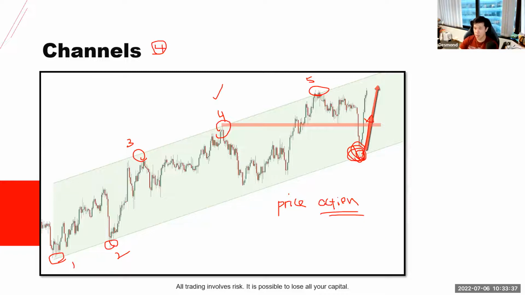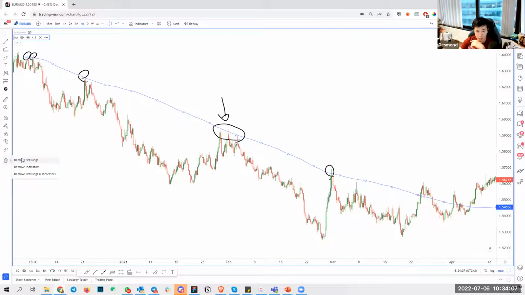Usually, it needs to at least touch one of the parts of the channel, the lower bound or the upper bound, right? So it is important that it touches the channel, as that is when the key deciding point happens. But always take note that you don't need to be too strict on that rule, because when it comes to channel trading, channels are essentially trend lines and they're not that accurate, right? Why are they not that accurate? It is because of this. Let me see if I can show you an example over here.